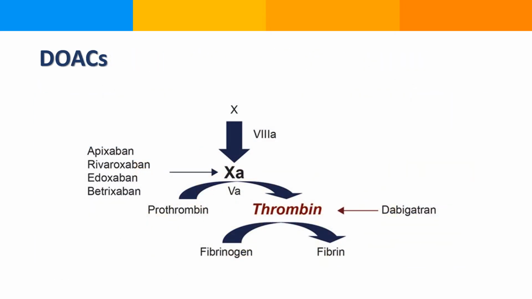As shown in this figure, there are two categories of direct oral anticoagulants. Those which are direct activated factor 10 inhibitors include apixaban, rivaroxaban, edoxaban, and betrixaban, whereas direct thrombin inhibitors include the prototype dabigatran.